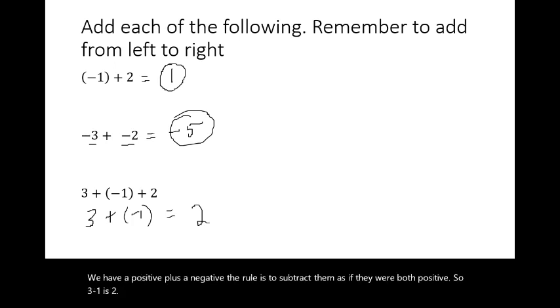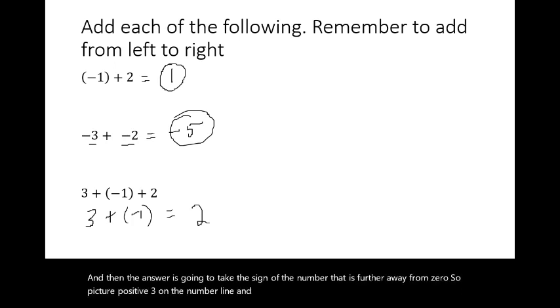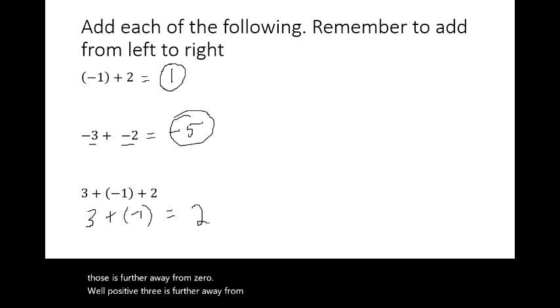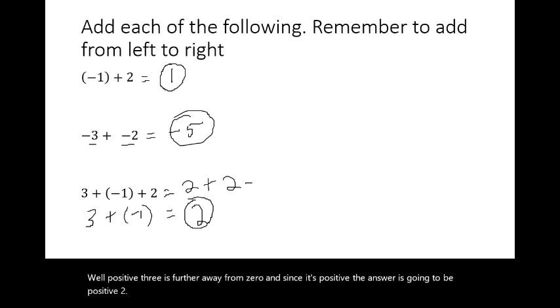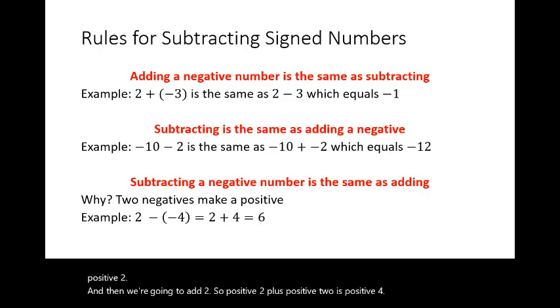And then the answer is going to take the sign of the number that is further away from 0. So picture positive 3 on the number line and picture negative 1 on the number line. Which of those is further away from 0? Well, positive 3 is further away from 0, and since it's positive, the answer is going to be a positive 2. And then we're going to add 2, so positive 2 plus positive 2 is positive 4.